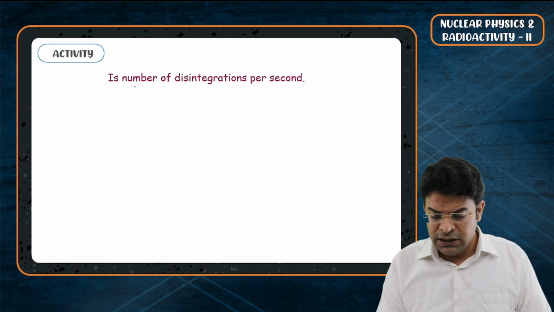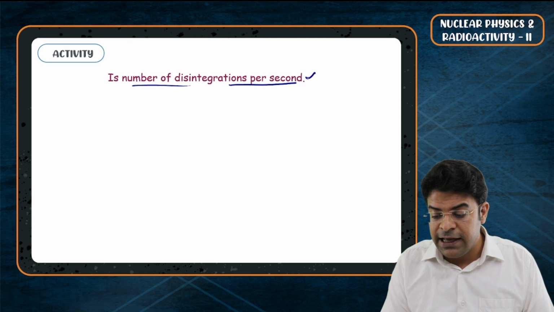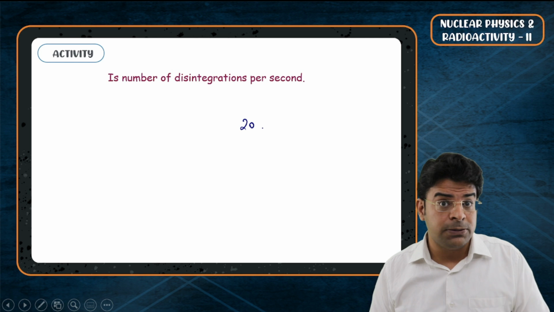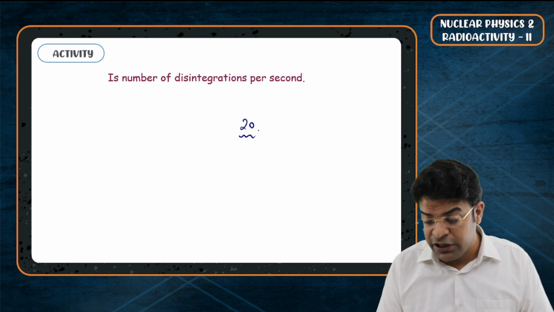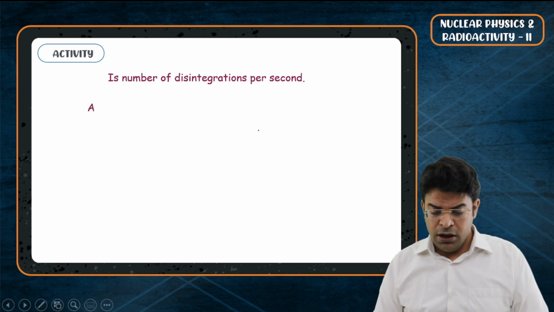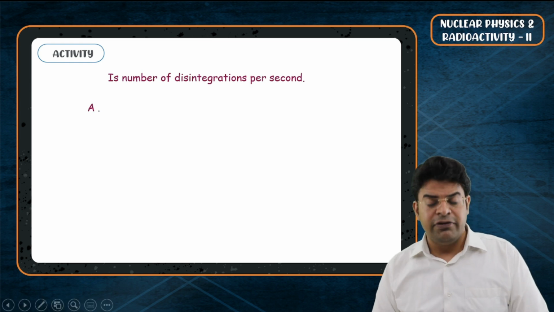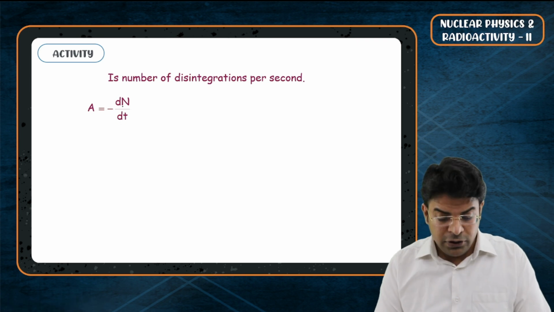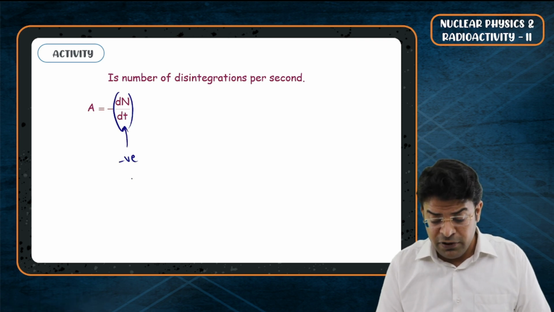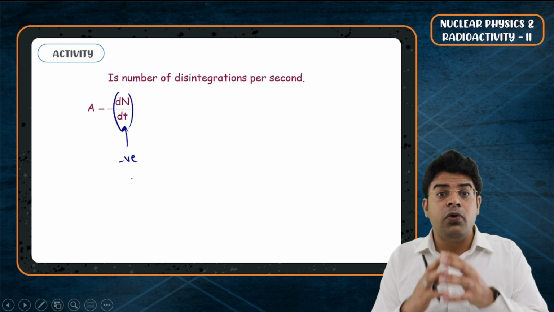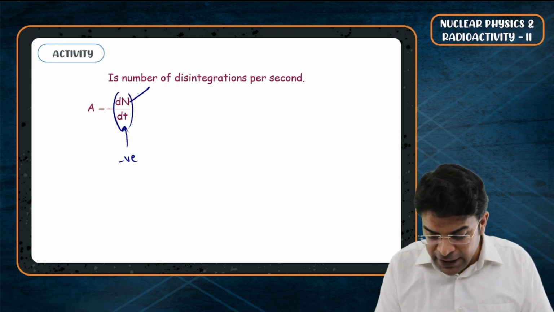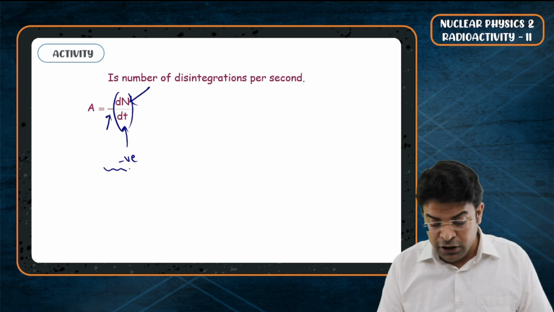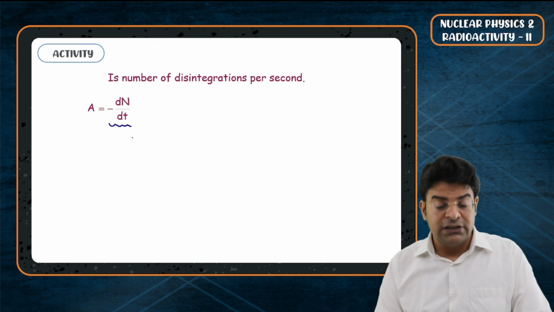Activity tells us the number of disintegrations taking place per second. So if there are 20 disintegrations taking place per second, you say that the activity of this sample is 20. Now beta, do remember that activity is nothing but minus dN by dt. Why minus sign? dN by dt itself is a negative quantity when you are talking about radioactive decay, because the number of active nuclei is decreasing. We place one more minus sign to make this whole term positive, and the activity is minus dN by dt.